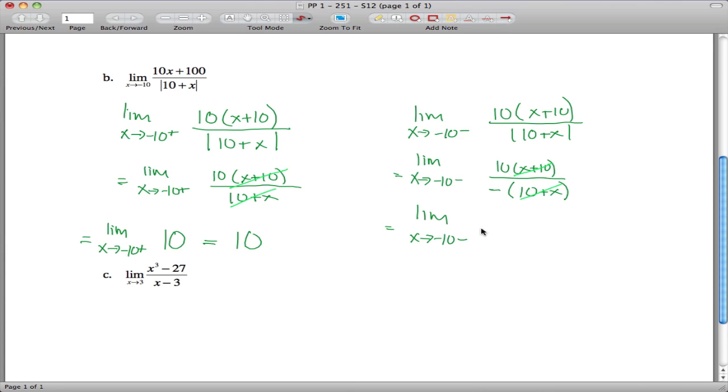So it's the limit of negative 10. And again, this is just a constant here. There's no variables. So the limit as you approach anything is negative 10. So because this is different from this, the limits don't agree coming from the different directions. This does not exist.